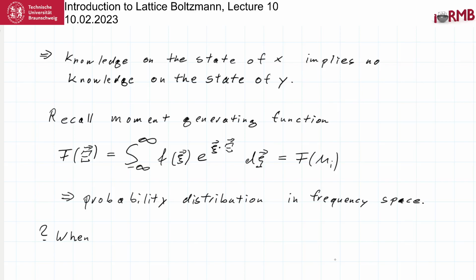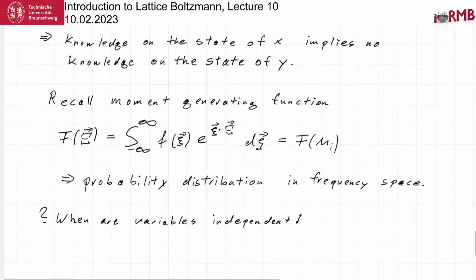Now, the big question: when are variables independent? When are statistical variables independent? You should know, because all of you go to machine learning classes nowadays and learn about these things, hopefully on statistics.